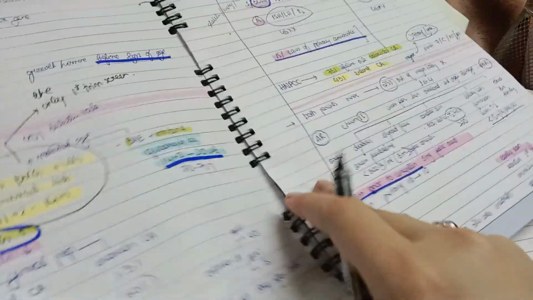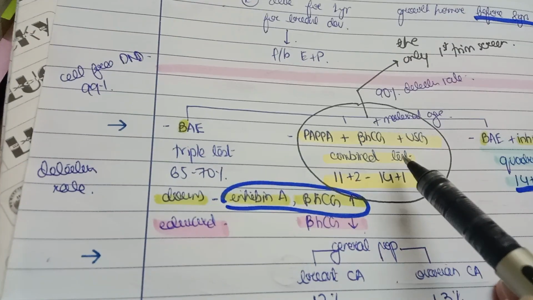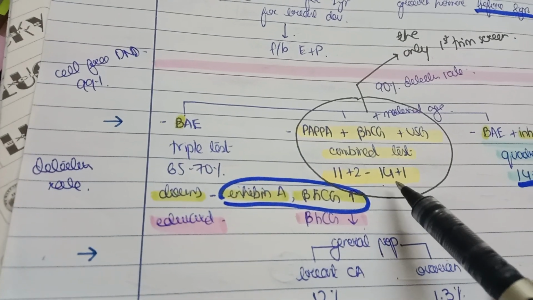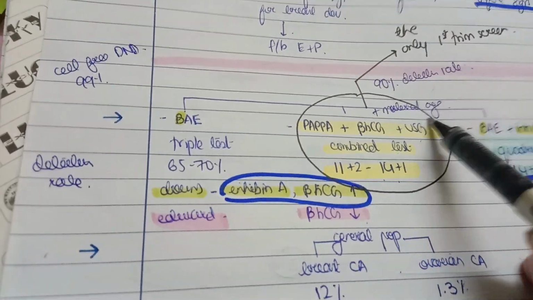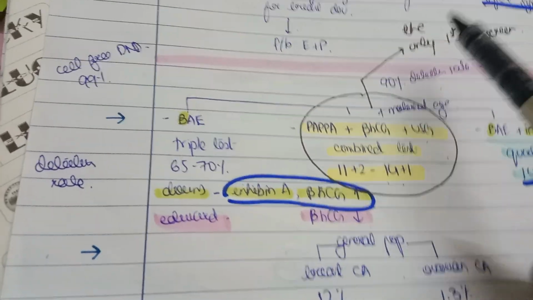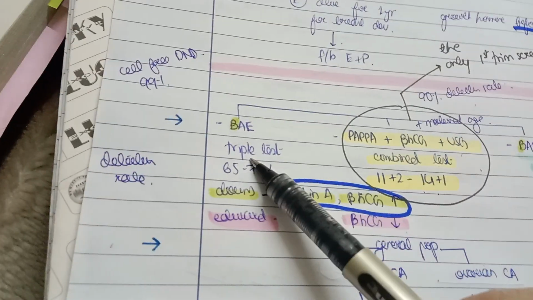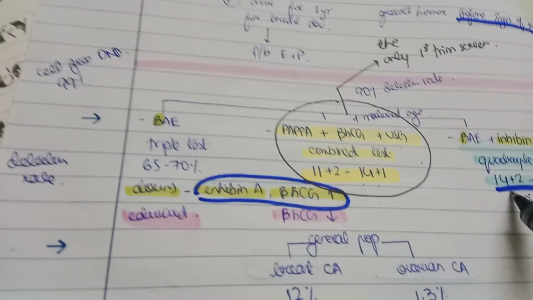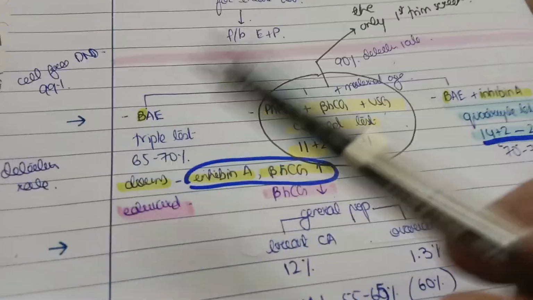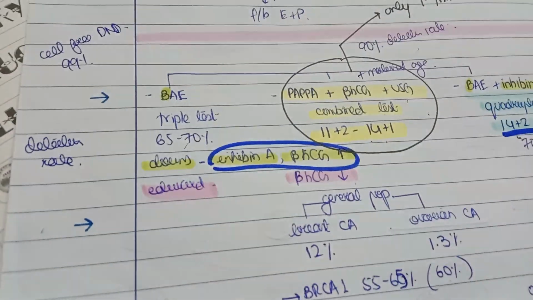So this is what we have discussed so far. We have discussed the combined test, 11 plus 2 to 14 plus 1. 4 things, maternal age is also included, 90% detection rate. The only first trimester option you have. Then we have the triple test and the quadruple test, 14 to 20 weeks. And the duration of the triple test is not mentioned.